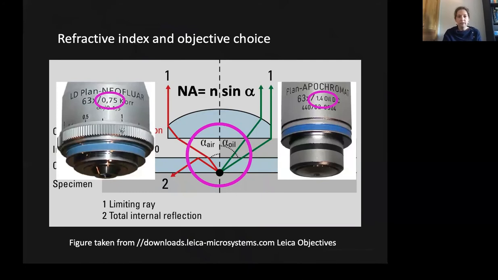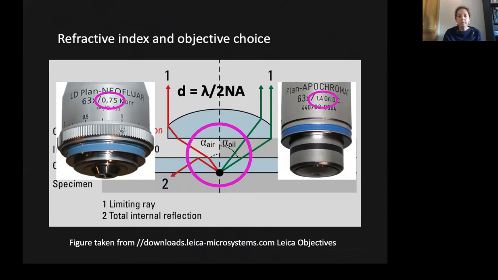In the examples shown on this slide, both objectives are 63x magnification, but the numerical aperture values shown on the barrel, outlined in magenta, are very different. If we put numbers into the Abbe equation, using 500 nanometers as the wavelength of light, the resolvable feature size D of the air objective with an NA of 0.75 is approximately 350 nanometers, whereas the resolvable feature size D of the oil objective with a numerical aperture of 1.4 is 180 nanometers.